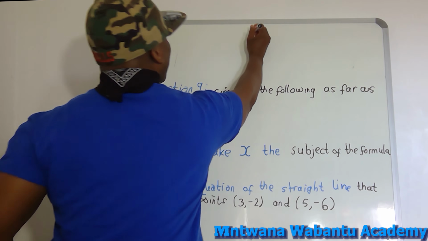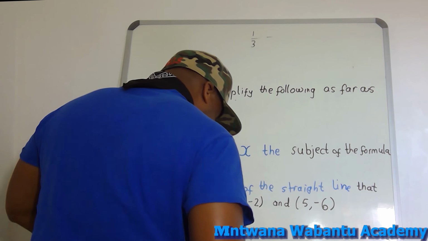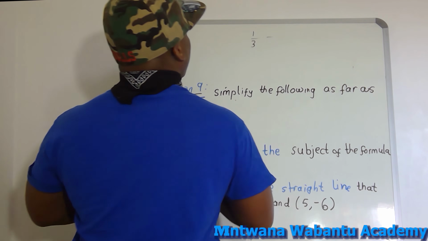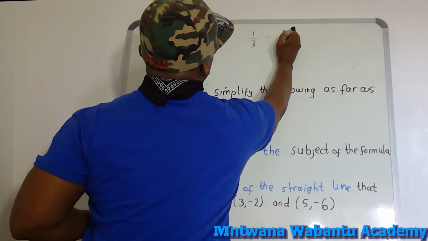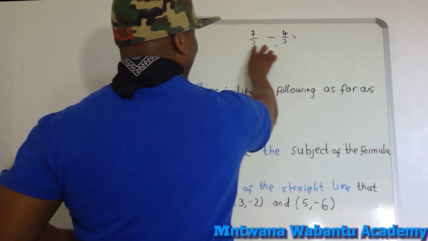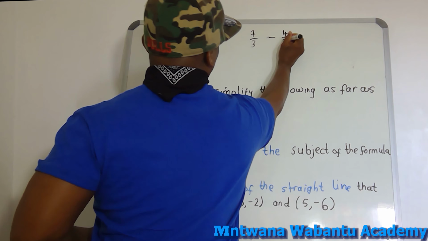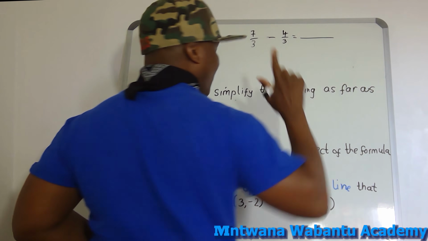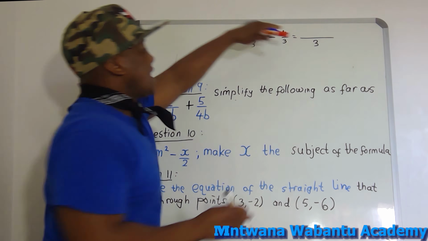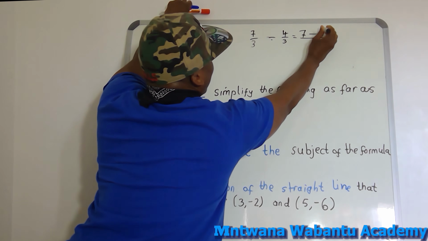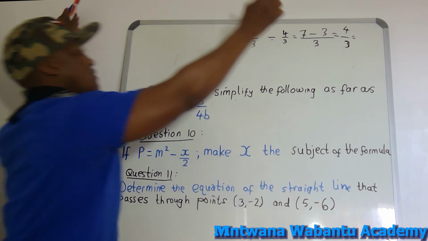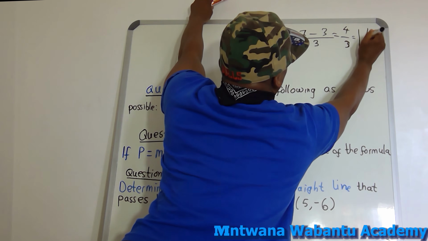Before we go to this question, if somebody gives, let's say, 7/3 minus 4/3, what you do here is, when the denominators are the same, you only write one of them. You don't have to write it double. So you write only one, and then you take 7 minus 4 because it's minus, and this is going to give us 3/3. You know what I'm saying? And then we can simplify: 3 divided by 3 is 1, so the answer is 1.